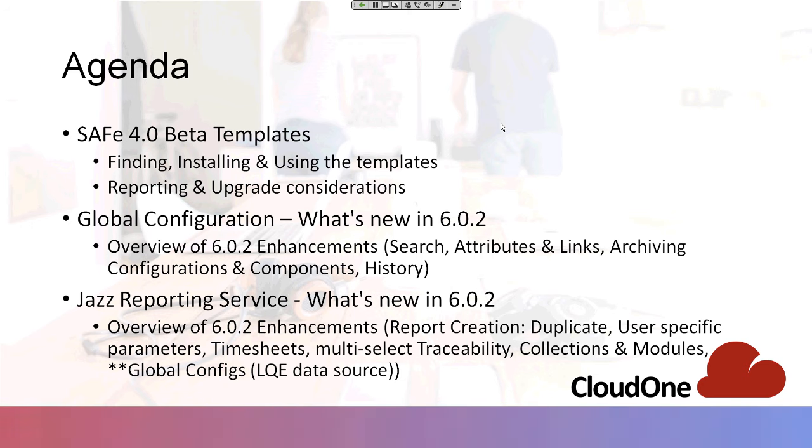We also want to talk a little bit about global configuration, the changes we've introduced in 6.0.2 and what the impacts are to configuration leads, especially since most of the enhancements are targeted towards their role. And we're going to talk a little bit about the JAS reporting service. We won't go too in-depth, but we will cover a couple of items, and then there'll be another follow-on webinar in July that goes on a deeper dive for JRS 6.0.2.